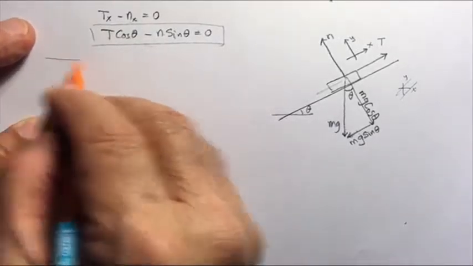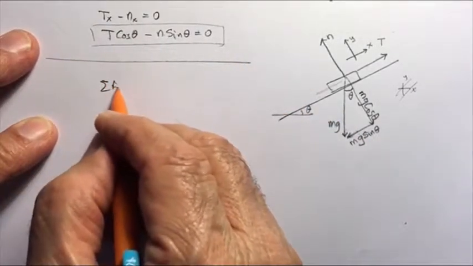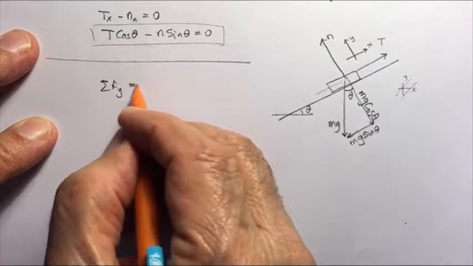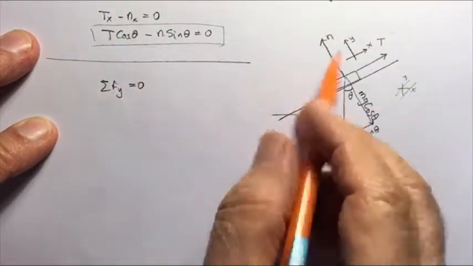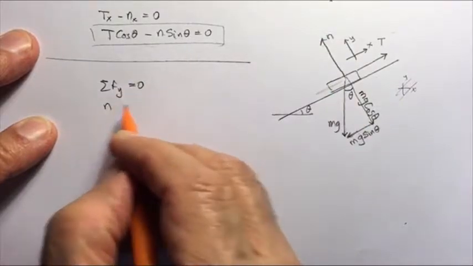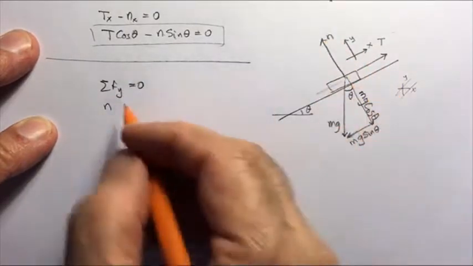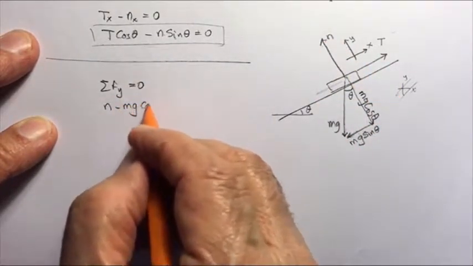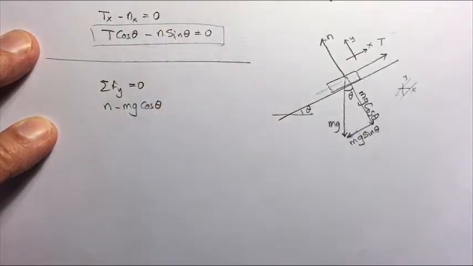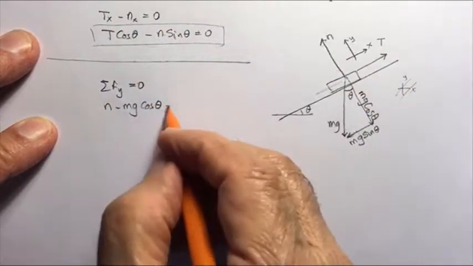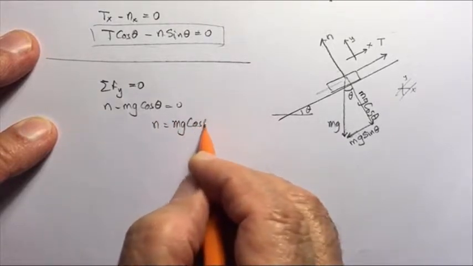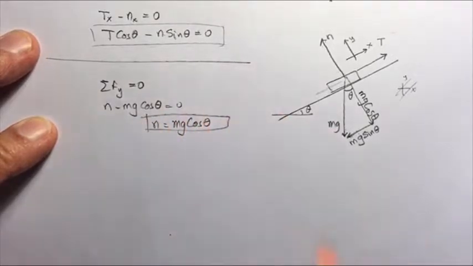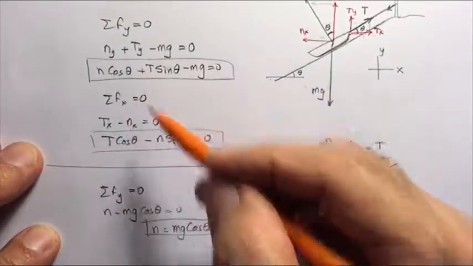And now we write the sum of forces in the, let's say, y direction is 0 because there is no acceleration. Well, this is static equilibrium, so it's going to be N minus mg cos theta, and that's it, only two forces, and therefore N equals mg cos theta. So we have the normal force straight here, and we didn't have to do the simultaneous equations.